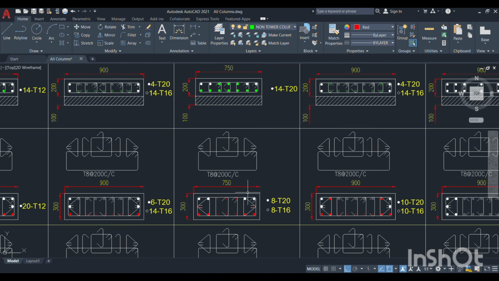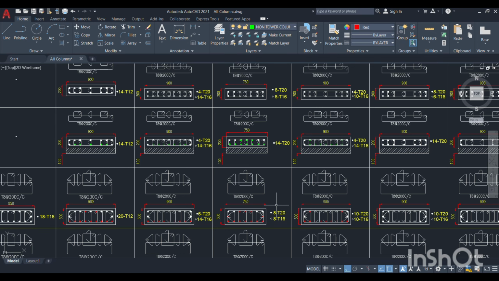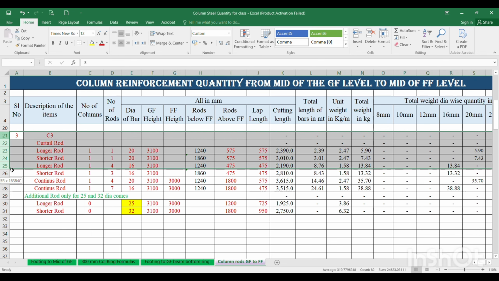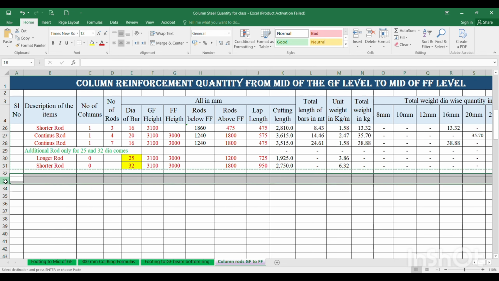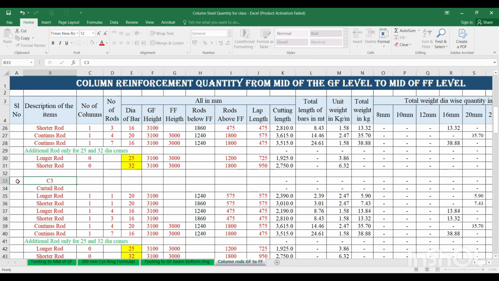Similarly, we will go to the next C4 column. The C4 column, what it is there, 8 number of 20 is there and 8 number of 16 is there. Out of that 4 number of 20 is only going up, all others are curtail over here. Then we will take it for the C4. Same C3 column you can copy and enter it below one line of this C3, then change it as column number 4.